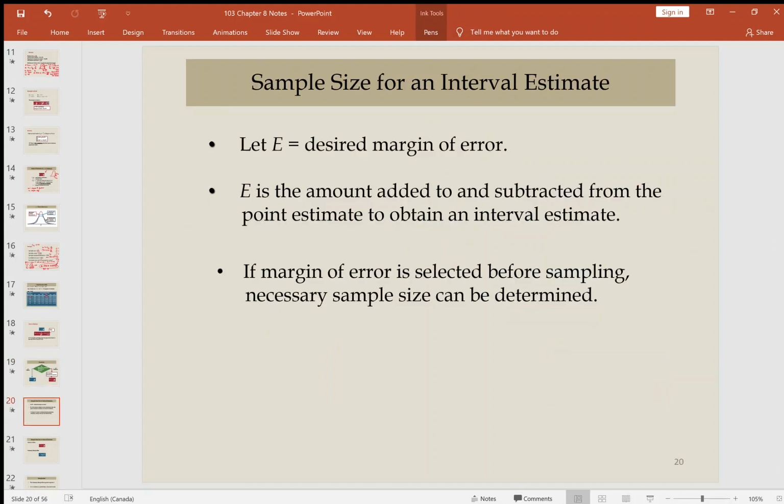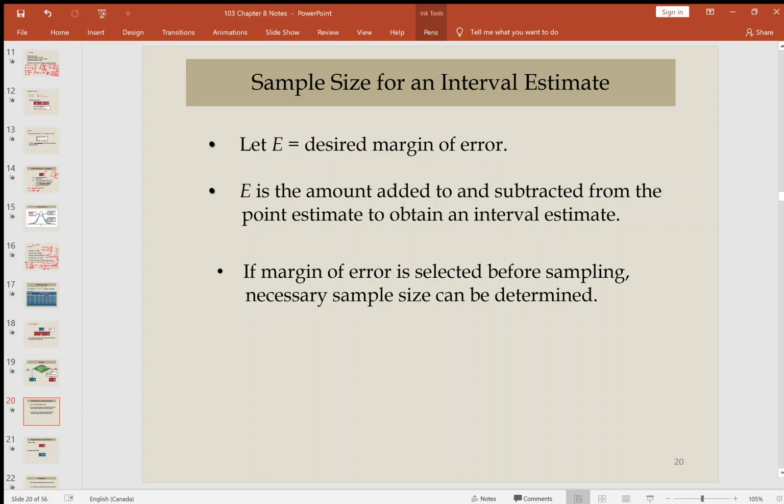Okay, now suppose that we are doing a project and we do not know the sample size. How much should our sample size be? Based on the confidence level that we want and the desired margin of error, we can also calculate the sample size. So let E be the desired margin of error. E is the amount added to or subtracted from the point estimate to obtain an interval estimate. If we select the margin of error before the sampling, we can find out the necessary sample size. So how do we do that?